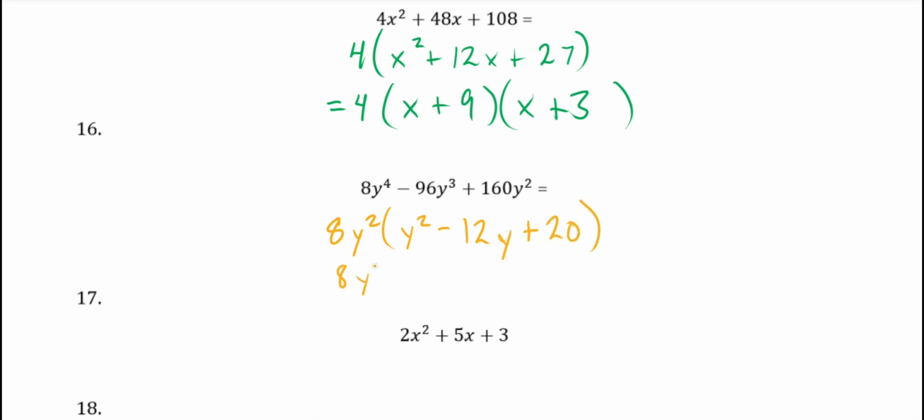So factoring this will have us putting a y in each position, a minus here, and then another minus so that we multiply to get this positive. Factors of 20 with a sum of 12 are going to be 10 and 2.